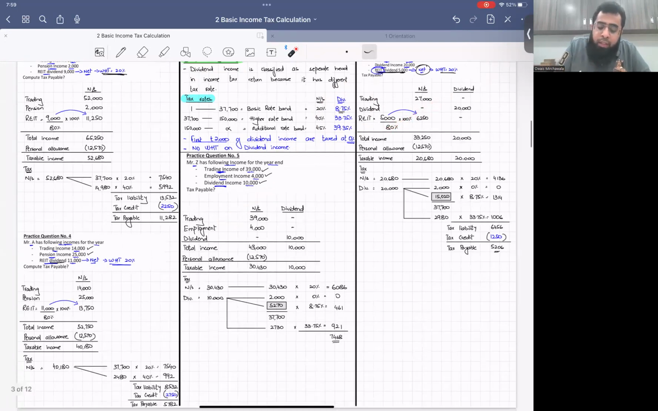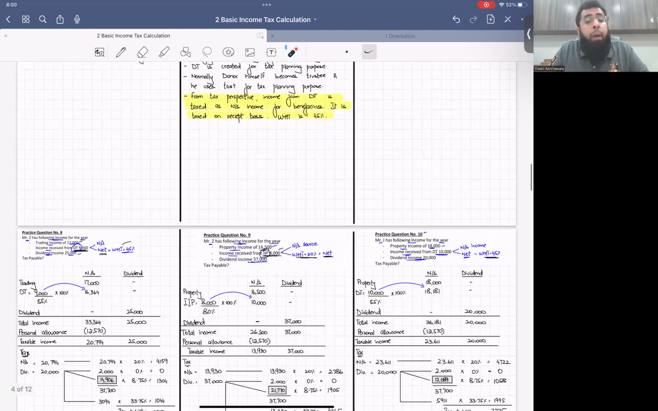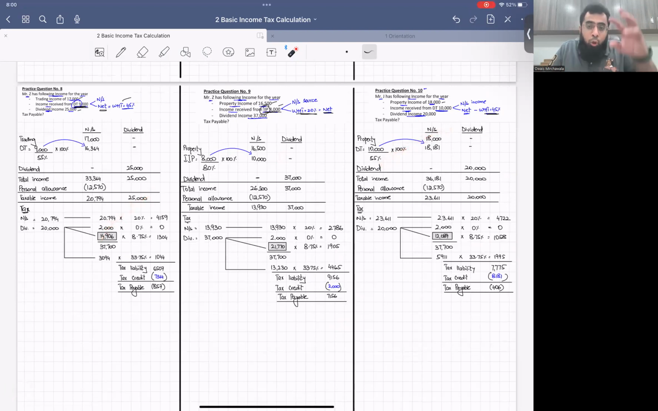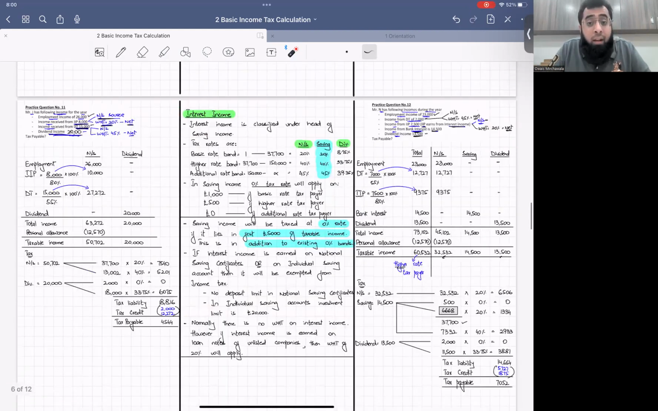Then we introduced the concept of trust income. Trust is an incorporated body in which the donor gives the assets. Those assets are managed by the trustees for the benefit of beneficiaries. We discussed why trusts are created and its types: discretionary trust and interest in possession trust. Once done with the concept of trust, again we did practice questions relating to it so that the calculation aspect gets clear. Then we introduced the concept of interest income, which was our previous class.